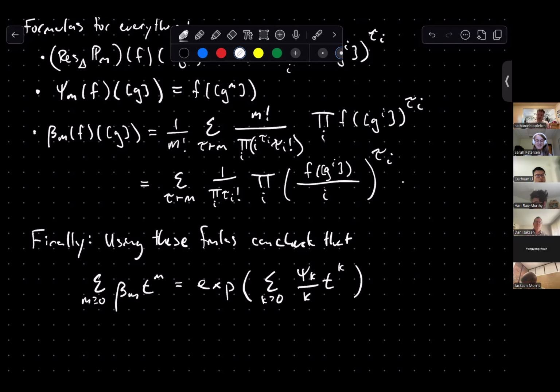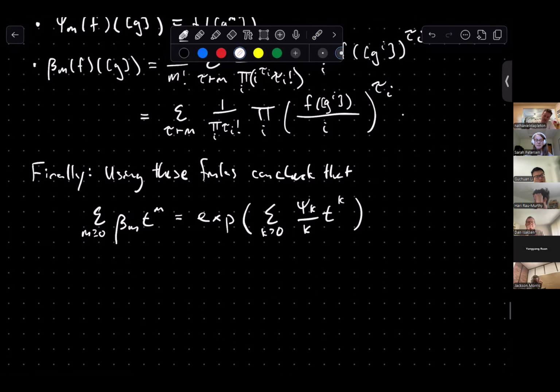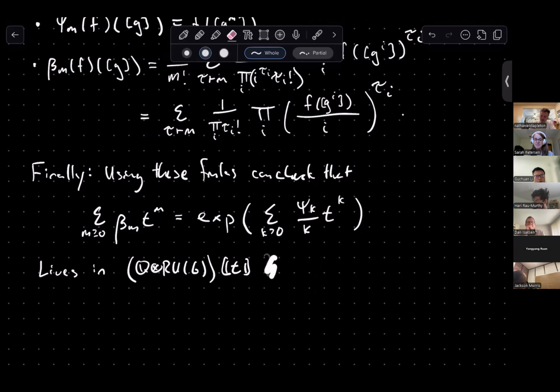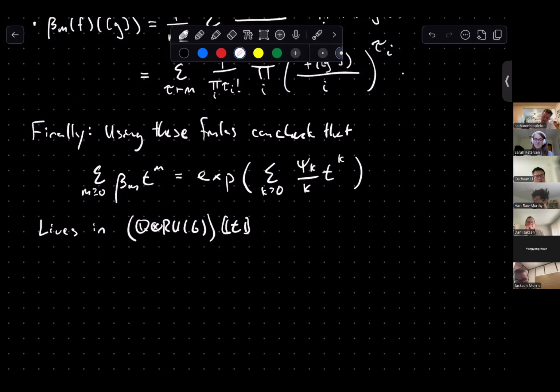But there is one thing to note here that is important, which is that there's a dividing by k on the right-hand side. And as homotopy theorists, particularly, this should concern us because it looks like the place that this lives is in Q tensor RU of G, double brackets T. And it does live there. That's true. But there is something more refined that you can say.